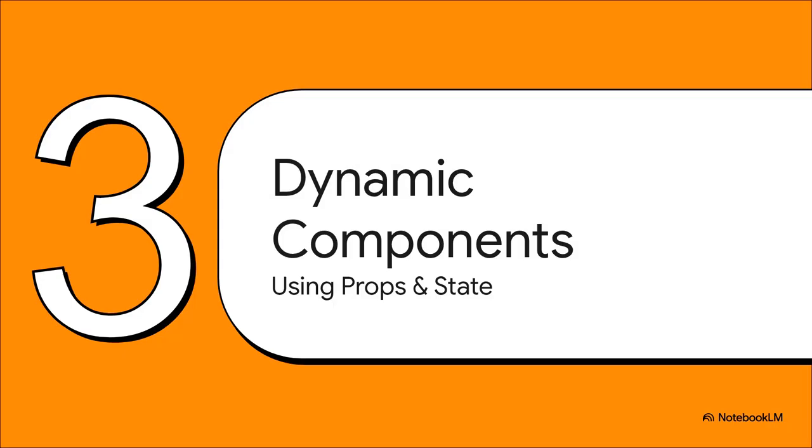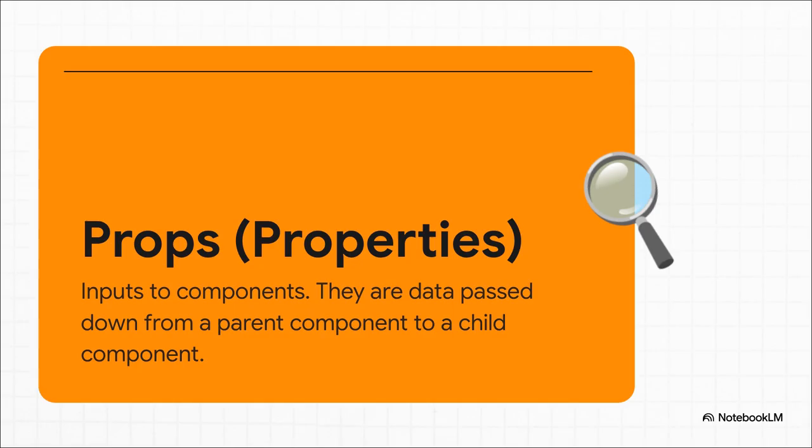Okay, so we've got our reusable Lego bricks. That's cool. But how do we make them do things? How do we give them data and make them interactive? Well, this brings us to two of the most important concepts in all of React. First up, we have props, which is short for properties. Think of props like instructions you give to a Lego brick. It's how a parent component passes information down to one of its children. So a user profile component might get a username prop so it knows whose information to show. And the key thing to remember is that props are read-only. They only flow one way, from top to bottom.